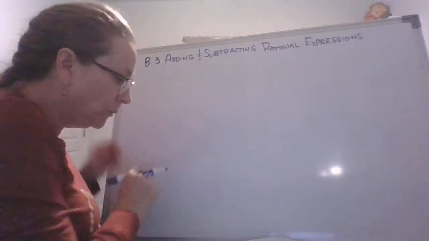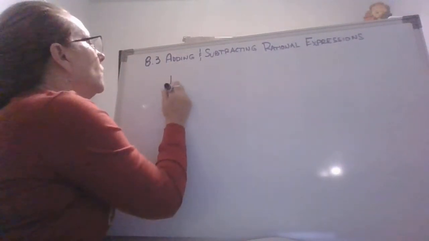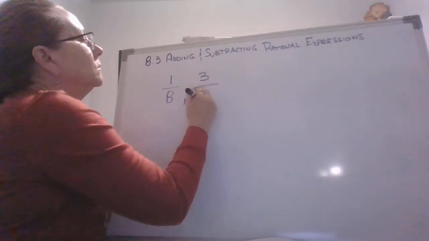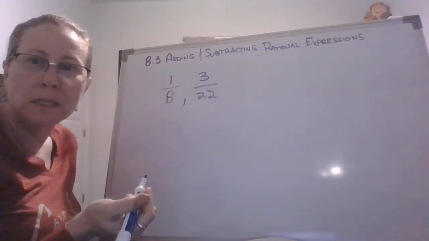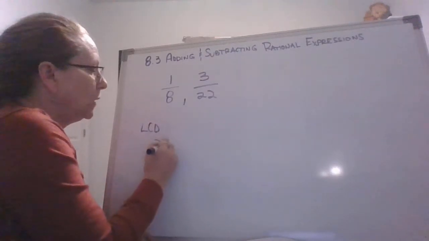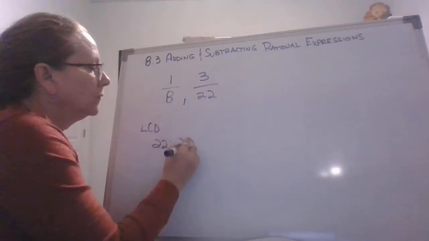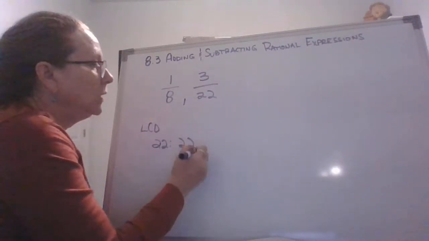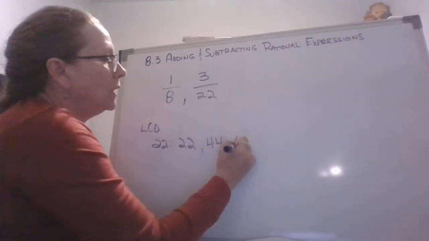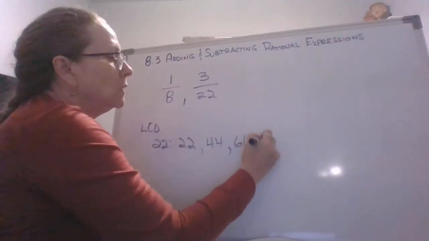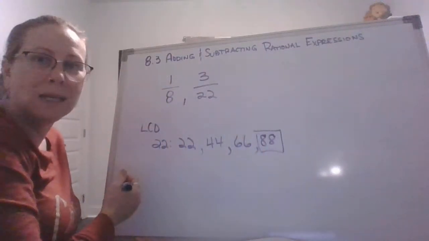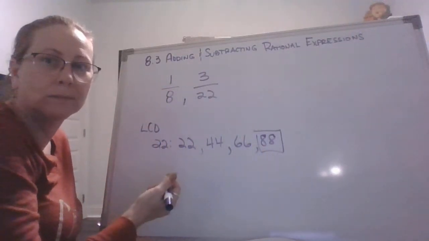Probably should have started with this one, but what if we just had that good old 1 over 8, for example, and 3 over 22? Numerator doesn't really matter. How would we find that LCD? Just two numbers, like I showed you a moment ago, the LCD. We're going to start with 22, count by 22 times 1. Does 8 go into that? No. 22 times 2. Does 8 go into that? No. 22 times 3. 8 doesn't go into that. 22 times 4. Yes, 8 goes into 88. So 88 is their least common denominator.